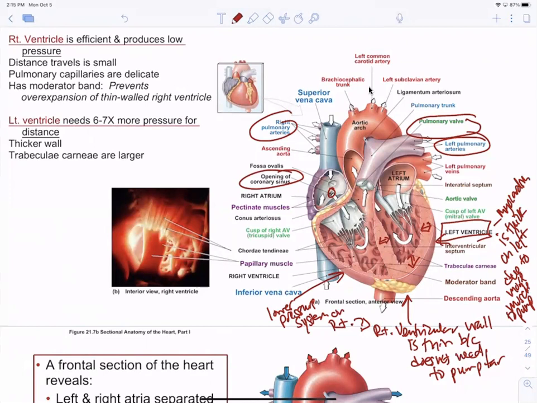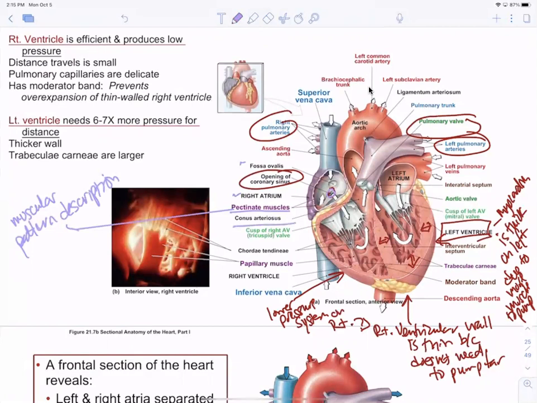Again, you need to go through all of these things. We've already gone through most of them, right? So we've talked about superior vena cava, we've talked about the right pulmonary arteries, the ascending aorta, the fossa ovale, the opening of the coronary sinus here, right atrium, pectinate muscles. It's just a pattern, a muscular pattern description. So pectinate is just describing the muscular pattern in the right atrium. It looks kind of like seaweed when you look at it if you spread it out.